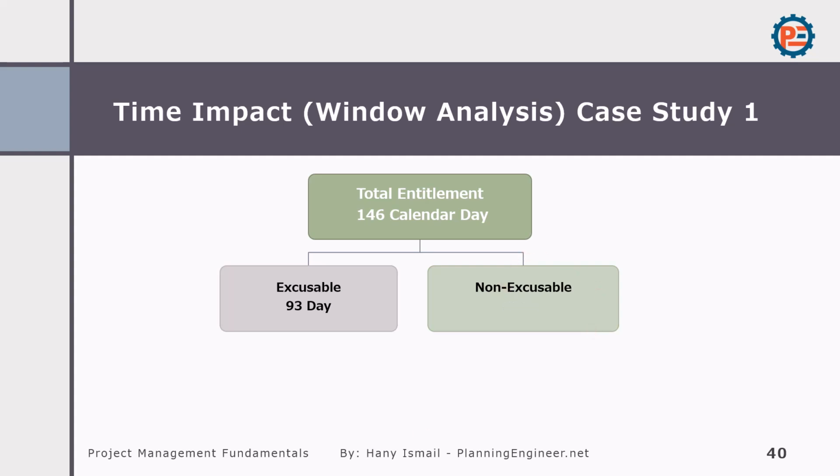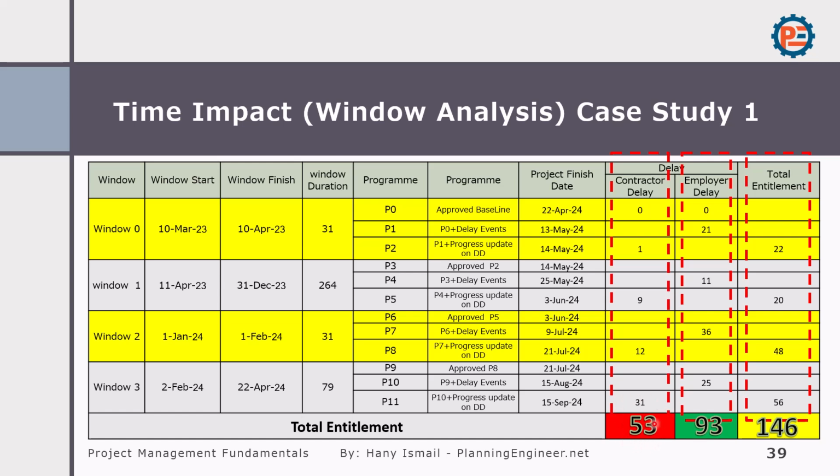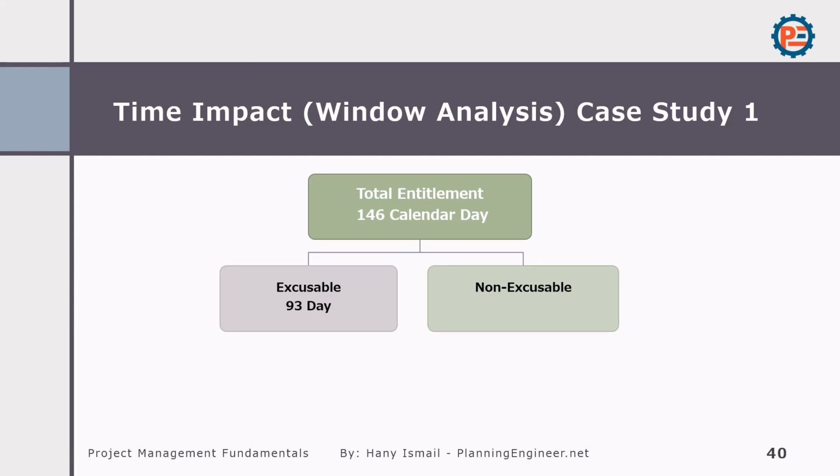I'll go back to remind you from where we get these values. Here we have 53 contractor delays, 93 employer delays. So here 93 is excusable, 53 is non-excusable. Okay, what we'll do now, we should give the contractor 93 days non-compensable.